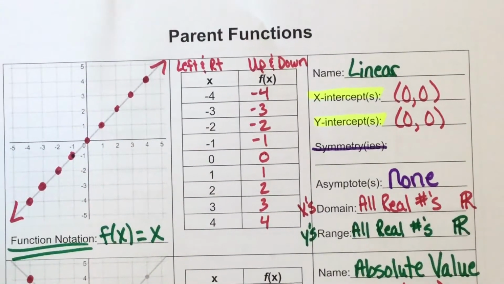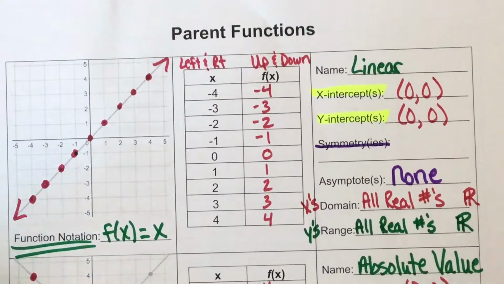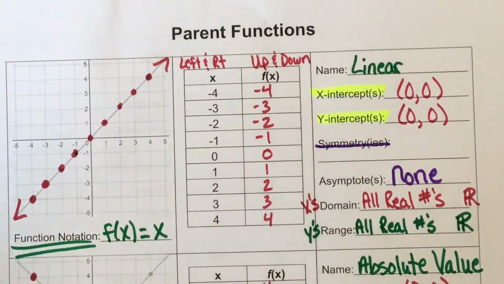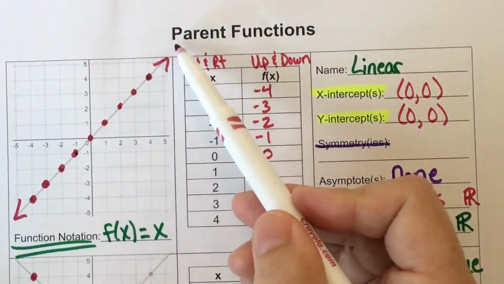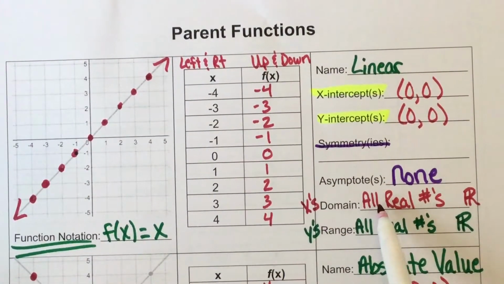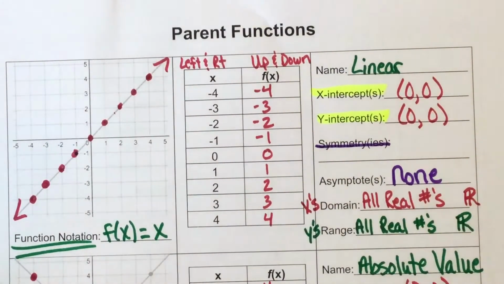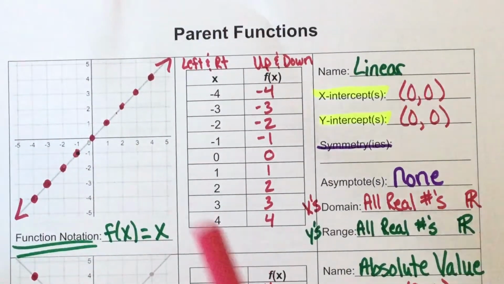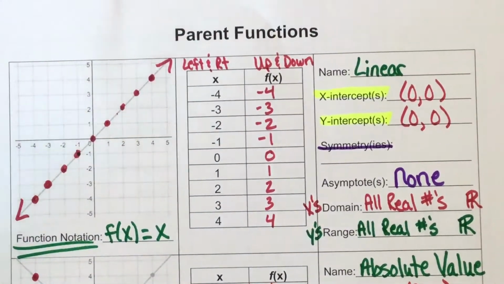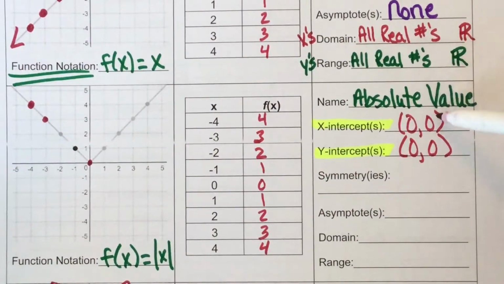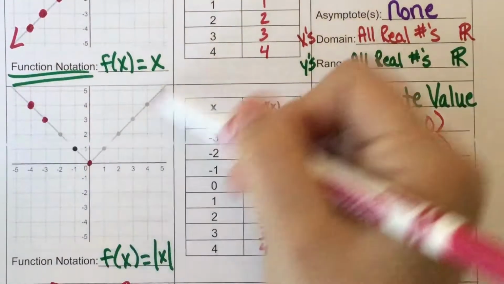Okay, if a graph doesn't have arrows, then the domain and range will look quite differently. But as long as there's arrows and the graph goes forever left and forever right, the domain will be all reals. And if the graph goes forever down and forever up, the range will be all reals. Okay, so this is our linear parent function. Now, let's move on to our absolute value parent function. Remember V in value for the V-shaped graph?